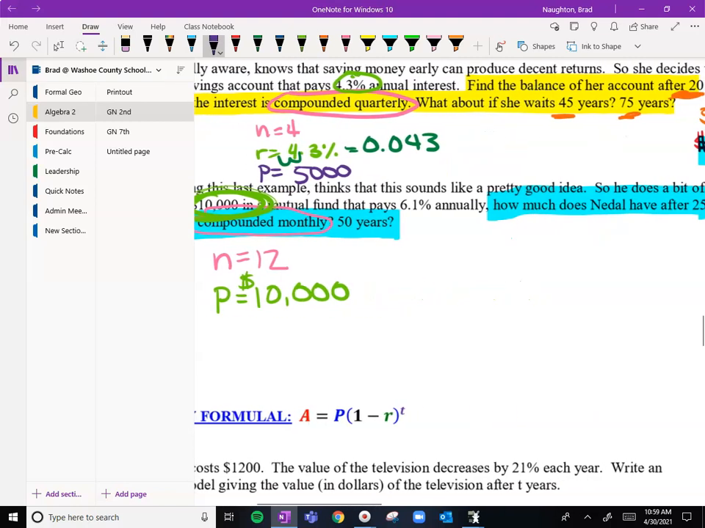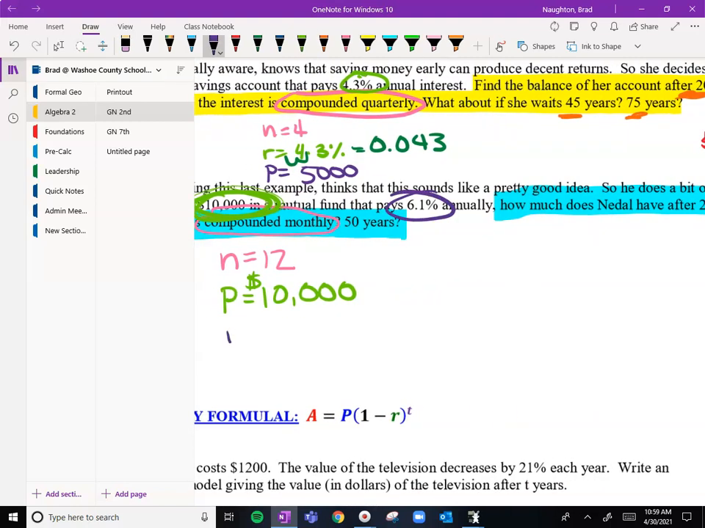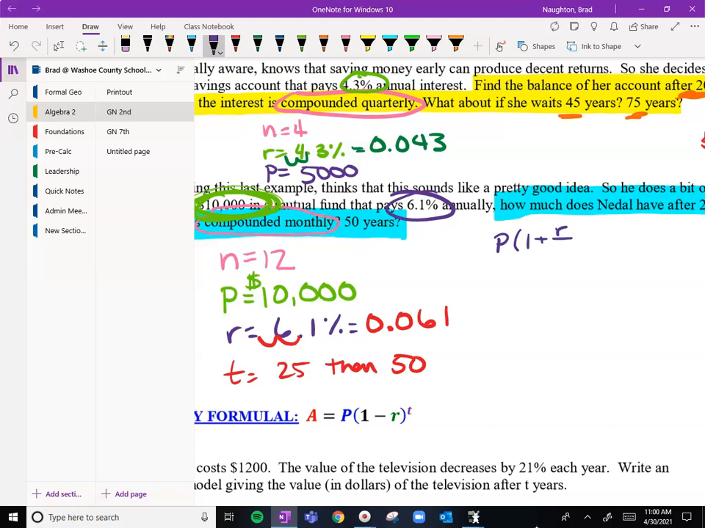And then we're going to go ahead and take a look at my rate. So 6.1%. We need to change that to a decimal. So 2 spots, 0.061. That's the decimal we're going to use. All right. And then, of course, our time is going to be 25, then 50. So let's set up our equation. So P times (1 plus R over N) to the NT.